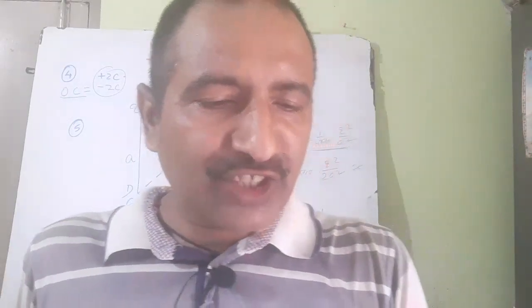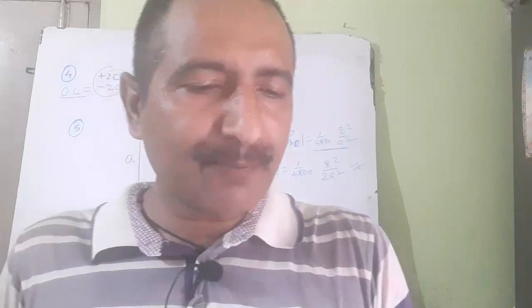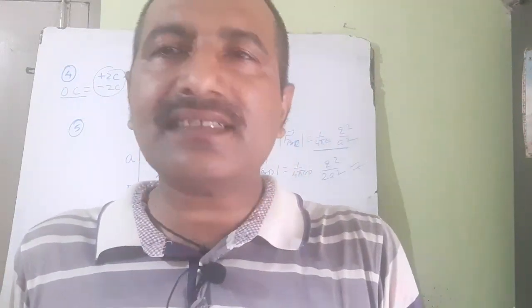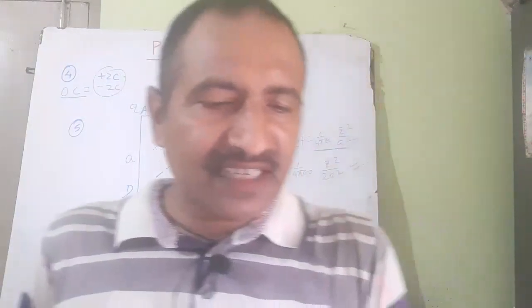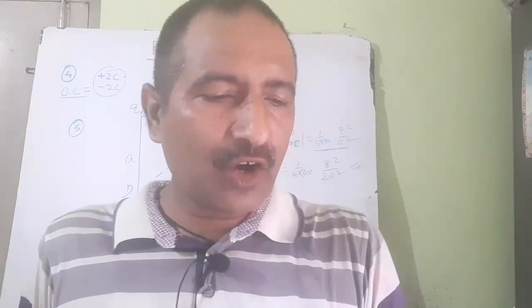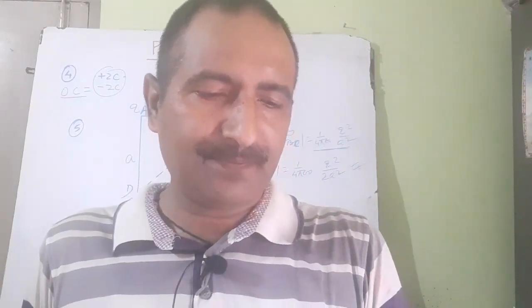Okay. Now question number 6. The potential at a distance r by 2 from the center of a conducting sphere of radius r will be.